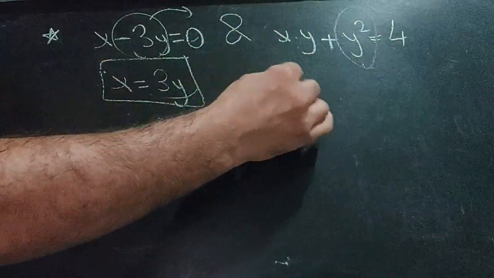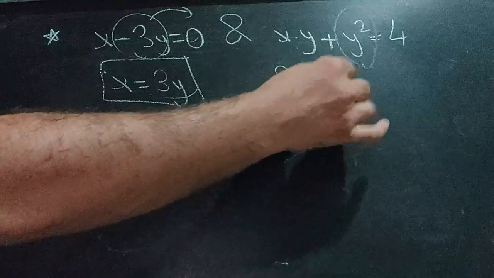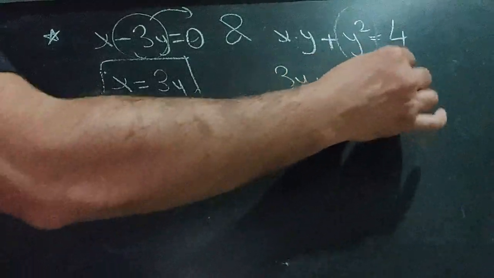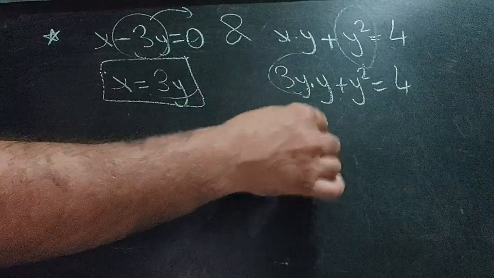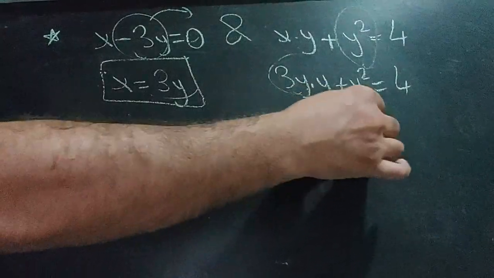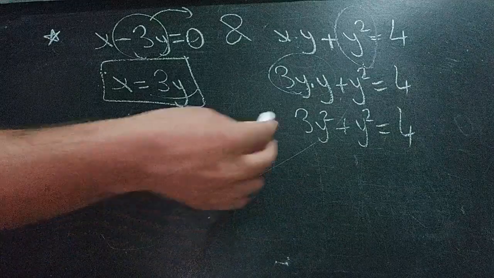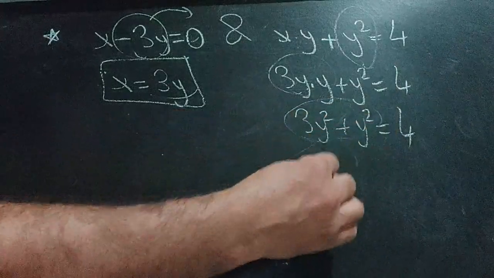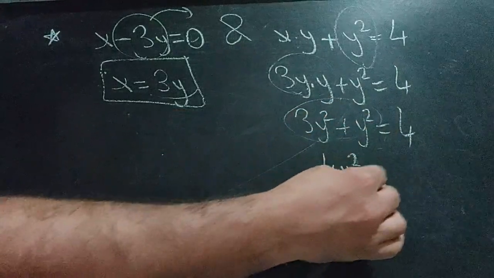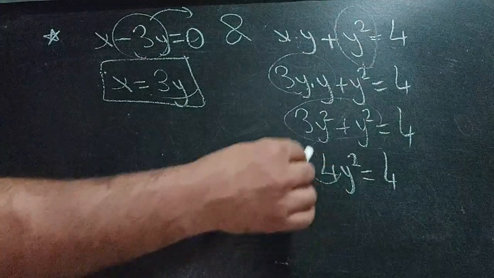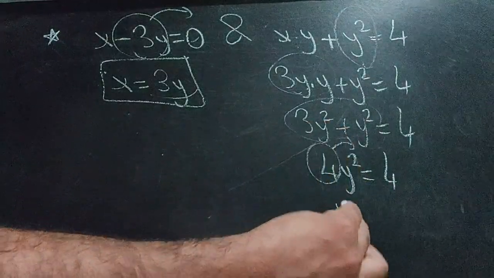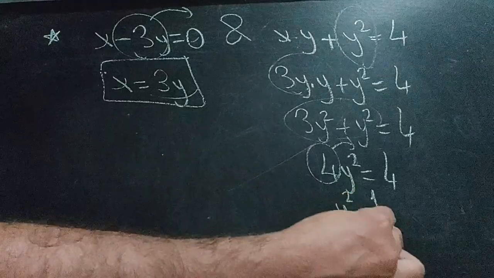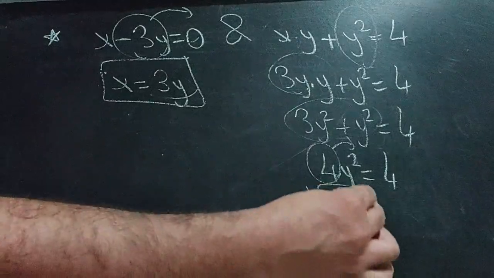That will be 3y times y plus y squared equals 4. So 3y times y is going to be 3y squared plus y squared, which is 4y squared, equals 4. This will go to the other side as division. Y squared is going to be 1. Take the square root of both sides.